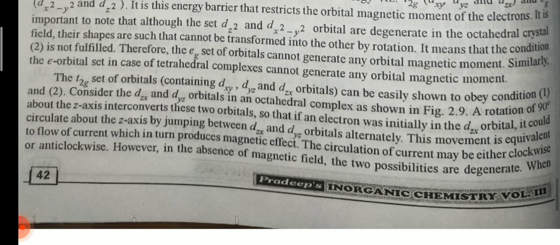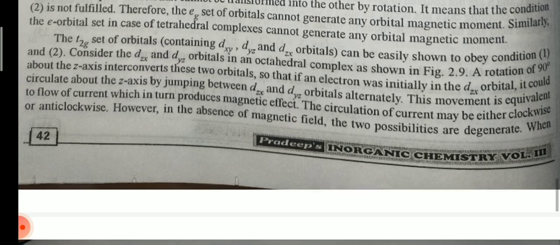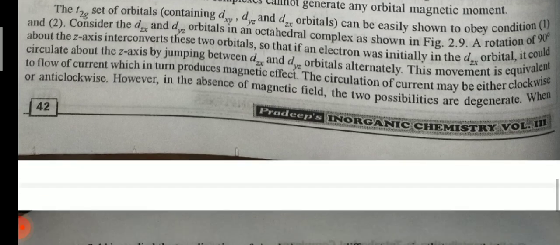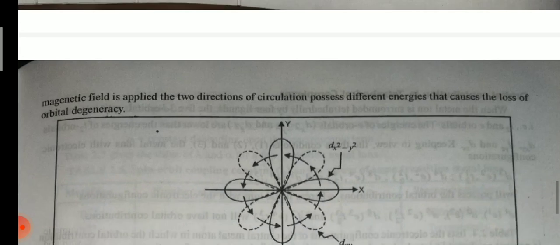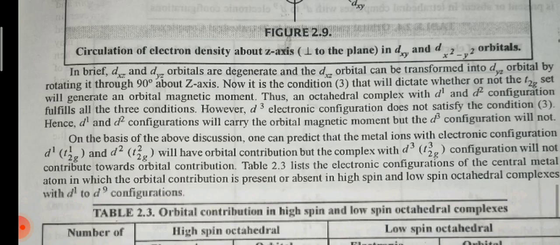A rotation of 90 degrees about the z-axis interconverts these two orbitals, so that if an electron was initially in the dzx orbital, it could circulate along the z-axis by jumping between dzx and dyz orbitals alternately. This movement is equivalent to the flow of current, which in turn produces a magnetic effect. The circulation of current may be either clockwise or anti-clockwise. However, in the absence of a magnetic field, the two possibilities are degenerate. When a magnetic field is applied, the two directions of circulation possess different energy, which causes a loss of orbital degeneracy.